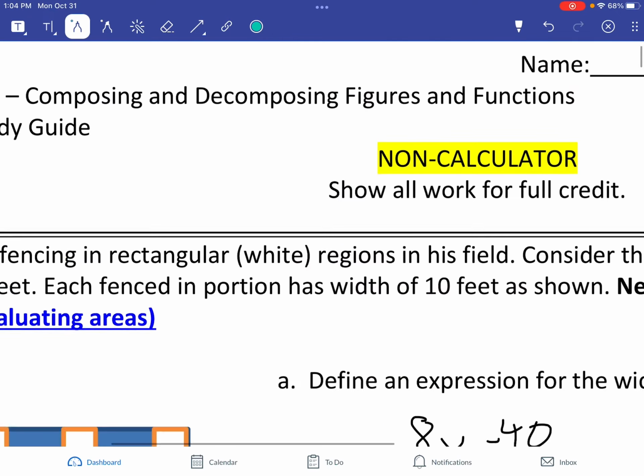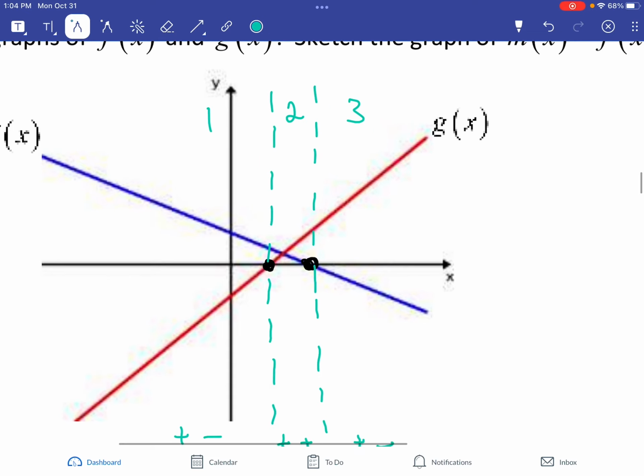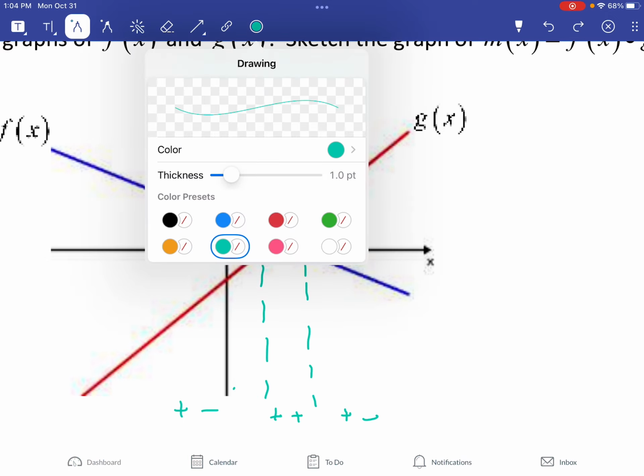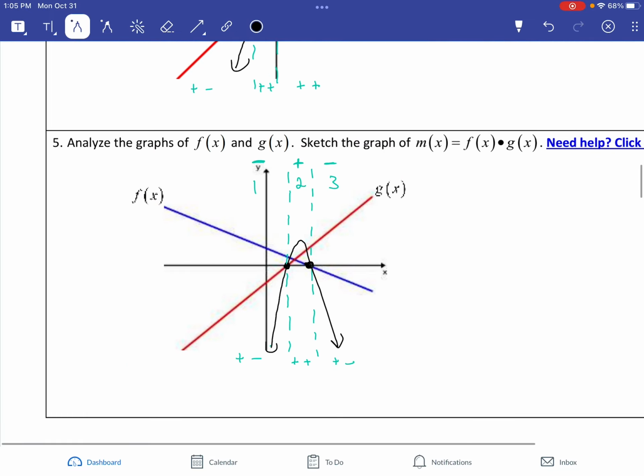So we're going to have a negative. Oops, sorry. Lefties. So in the first region, we're going to have a negative. Second one, we're going to have positive. Third one, we're going to have negative. It's going to look like this. The graph's going to start negative. Oh, let's go back to black. Start negative, go up through the point, be positive, and then go back through the point and be negative. So your graph will look like this. And that's it. That's all you got to do.